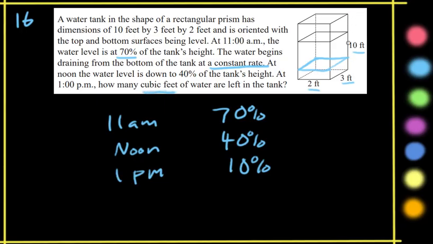Fortunately, the height of this tank is 10. So if we're at 10%, the height of the water is just 1. And so the volume in cubic feet is going to be 2 times 3 times 1, since we have this box of water here that's 2 feet by 3 feet by 1 foot. So that's going to be 6 cubic feet of water at 1 p.m. All right, let's go on to the next one.